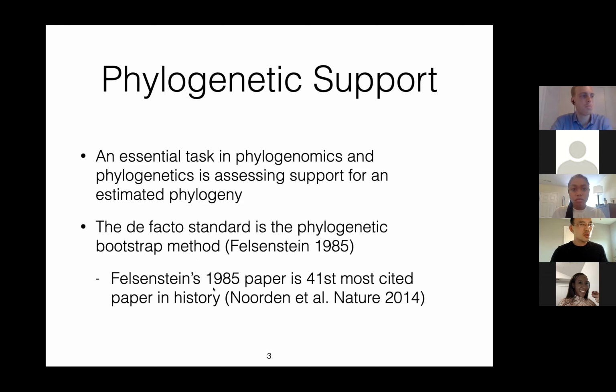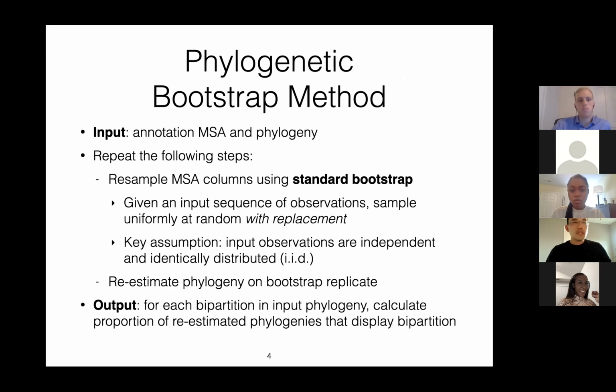The original paper has accrued many citations, and it's now the 41st most cited paper in history. And so the basic problem is this: you're given an input multiple sequence alignment (MSA) on which you estimate a phylogeny, and what you wish to do is annotate that phylogeny with support values in the following way. To begin, what the phylogenetic bootstrap method proposes is you simply resample your input multiple sequence alignment columns using the standard bootstrap method, which simply says you take the set of input columns and you sample them uniformly at random with replacement to generate a bootstrap replicate. And then on each bootstrap replicate, you repeat your phylogenetic tree estimation.